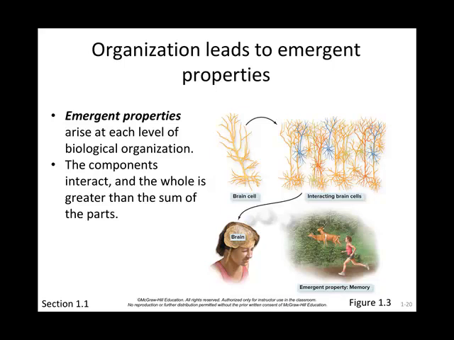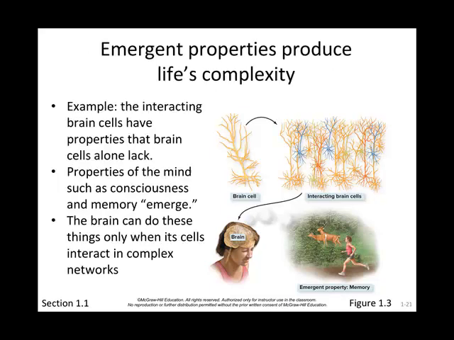Now, one interesting aspect of this organization of life is that living organisms have the capacity to show emergent properties at every level. What does this mean? It means that the components interact in a way where the original characteristics of each feature changes when it moves up to the next level.